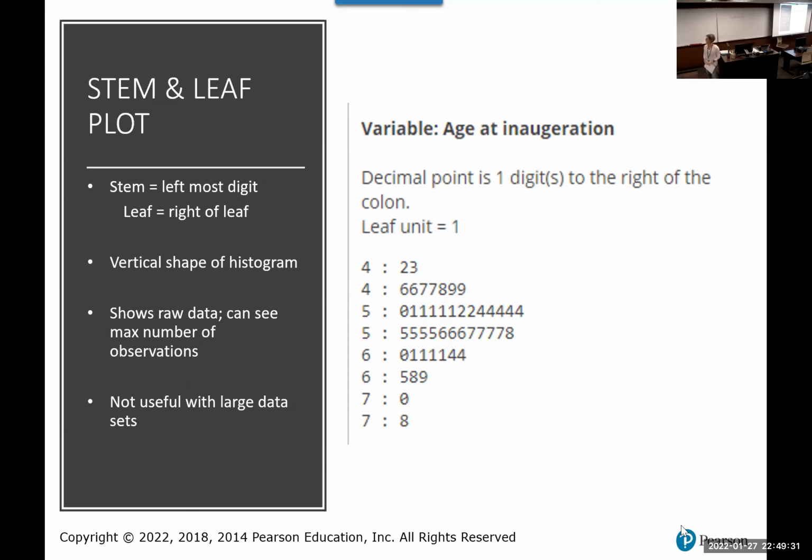You get to see both the raw data as well as our max and min numbers, the range of the variable. But it's not exactly useful for really large data sets. It is a quick and easy way, however, to see just the general shape of our data.